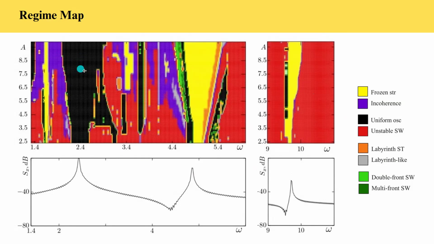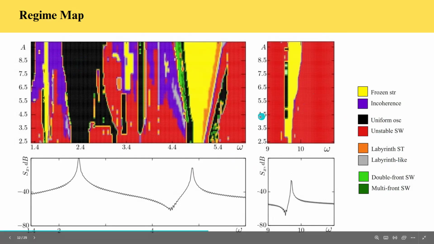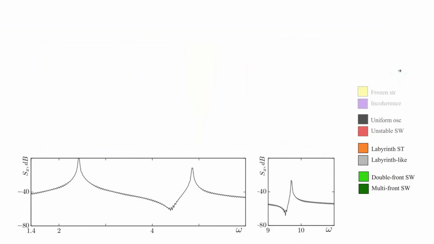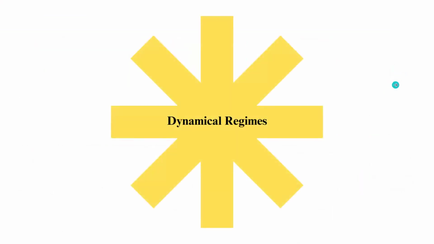The other two regimes are labyrinth structures and labyrinth-like structures of spiral type, and double front and multi-front spiral waves. These appear very rarely in the figures, and they form close to the boundaries of other regimes. Now let's look at the dynamical regimes, one by one.